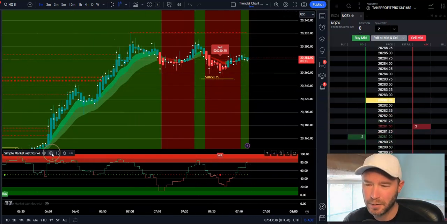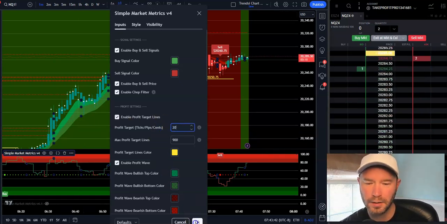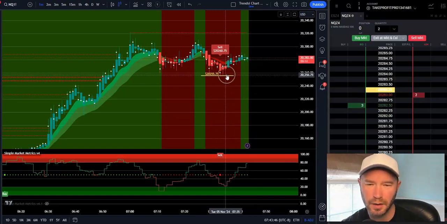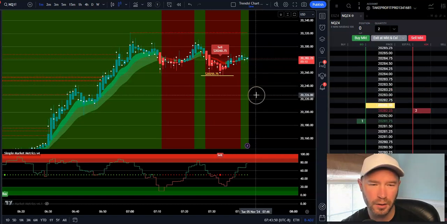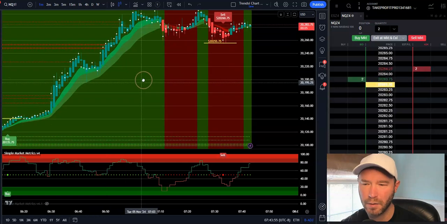Now, we have to adjust this, right? So if we're on the 1 minute time frame, we want to adjust this to 20 instead of 40. And this will adjust our take profit targets. So sell signal, and then it looks like target might have just been hit on here. But I'm going to wait for another signal to be populated, since we're getting a little bit of consolidation here, and see if that's an area that we can actually take out.